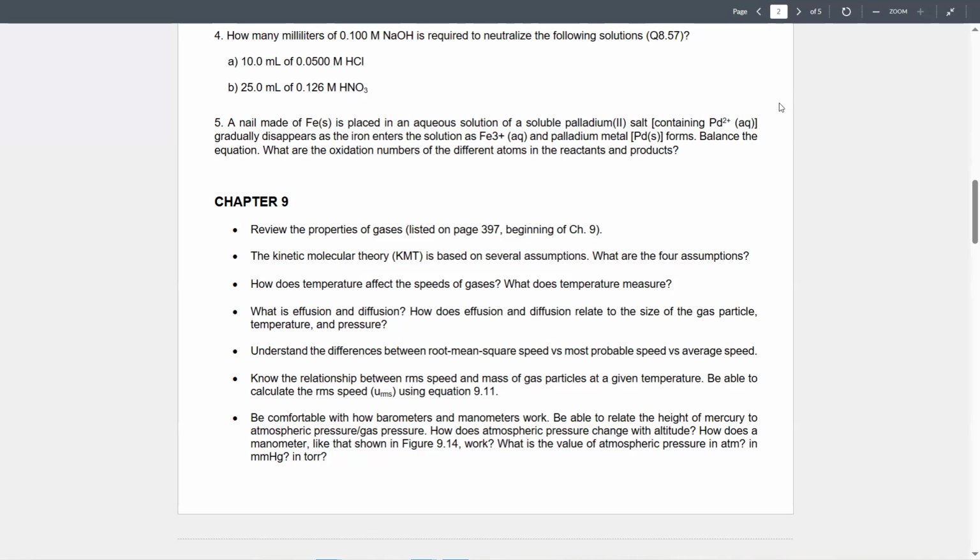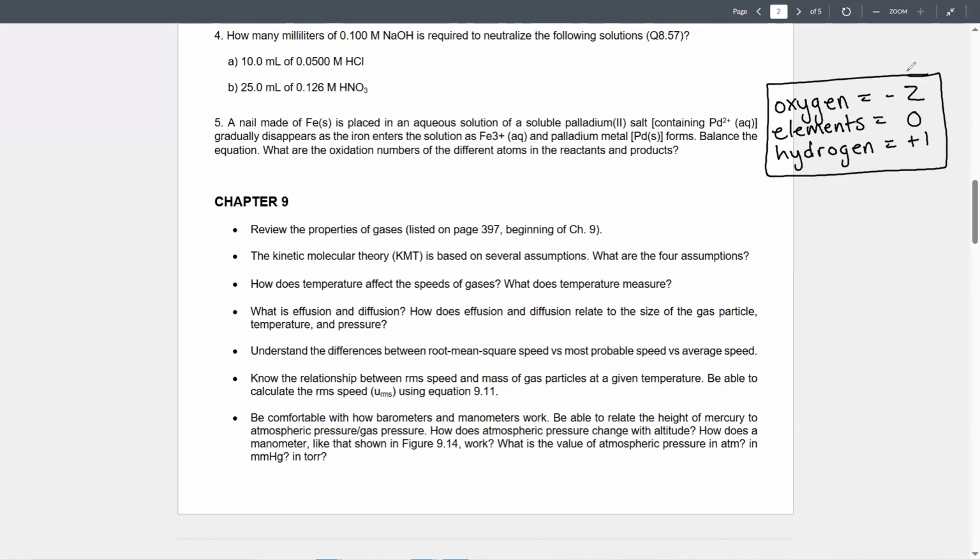They're easy. Oxygen is -2. Elements are 0. Hydrogen is +1. I swear that's all you need. And those are not always the case, but I think you'll be good with these. You just need to know how to use them.